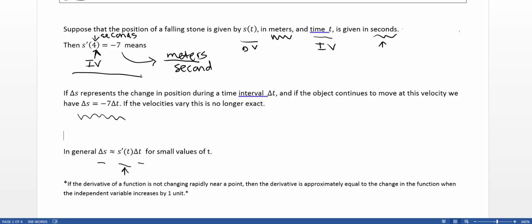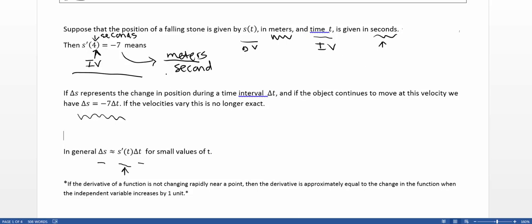If we go back to our s prime of 4 equals -7, what that tells me is that if I go from 4 to 5 seconds, so 1 unit change in seconds in the independent variable, I'm expecting my position to change by -7 meters. So it will fall an additional 7 meters. So again, it's the idea of changing your independent variable by 1 unit. What sort of impact does that have on the dependent variable? That's how we interpret what the derivative is telling us.